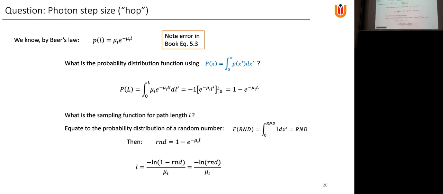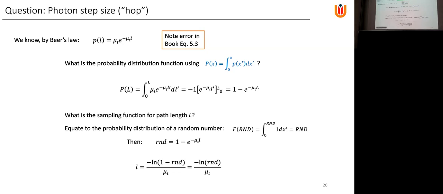to a random number. We equate that to a random number, and then we invert, we solve for L. So that means moving one to the other side, take the natural logarithm, divide by mu t. And then here we have the expression that, based on a random number between 0 and 1, gives us a random value for the path length.